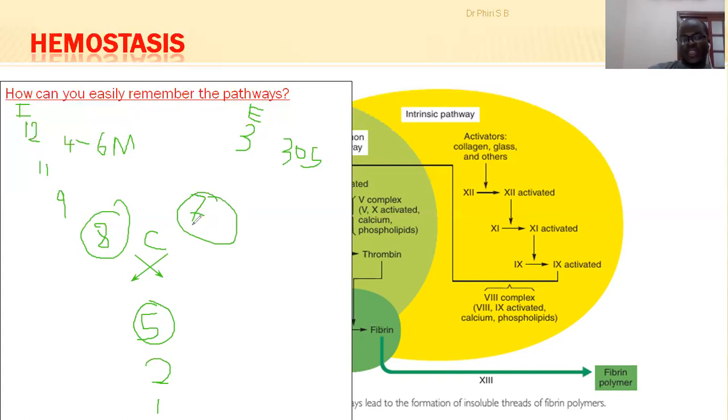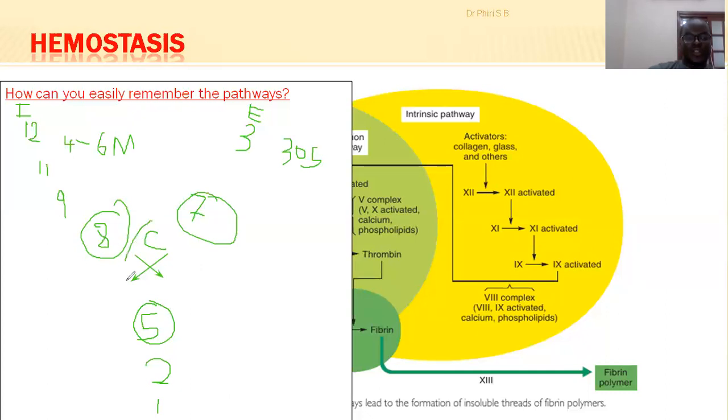So the factor 7 complex is the one now that will activate factor 10 into the active factor 10. The activated factor 10 will activate factor 5. Factor 5 will form the factor 5 complex, where you need the activated factor 10, the activated factor 5, calcium, and phospholipids. That will convert the prothrombin into thrombin, then the thrombin will convert the fibrinogen into fibrin. So from here, it's the same. This is where they're going to meet.